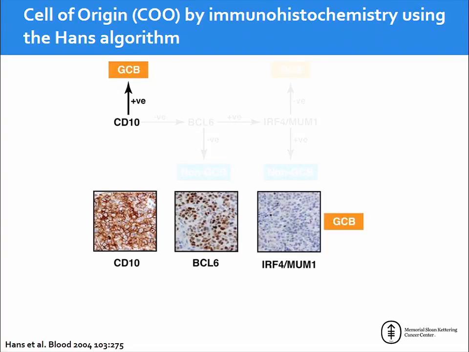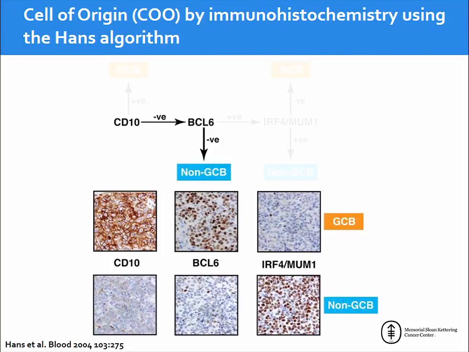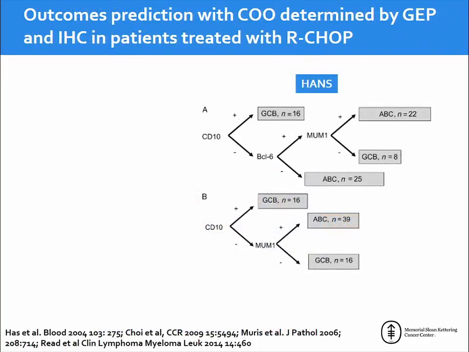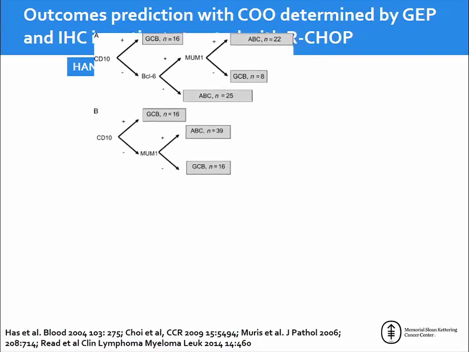So here is a typical germinal center tumor: CD10 positive, BCL6 positive, MUM1 IRF4 negative. And here is a typical non-germinal center tumor: CD10 negative, BCL6 can be positive, but very strong expression of IRF4 MUM1. So if we look, here's the model that I just discussed. This is the Hans model. We start with CD10. CD10 is the driver.